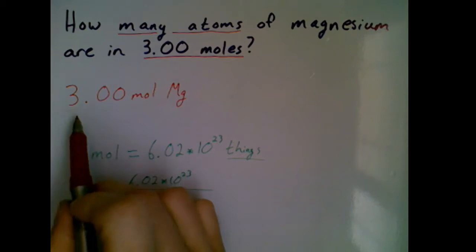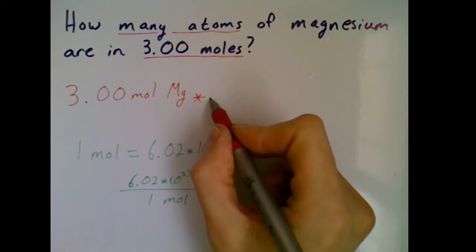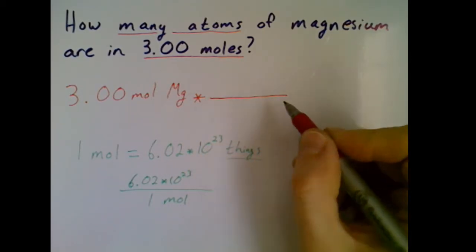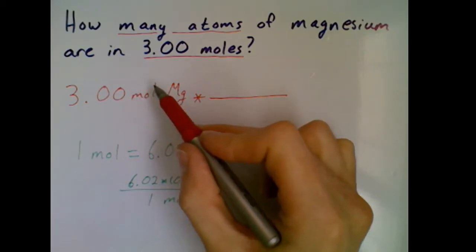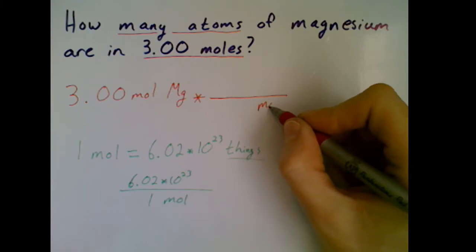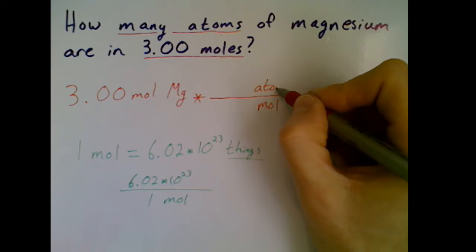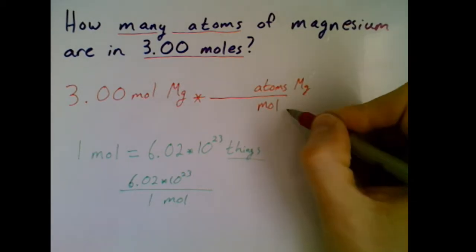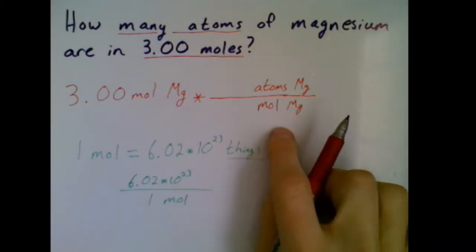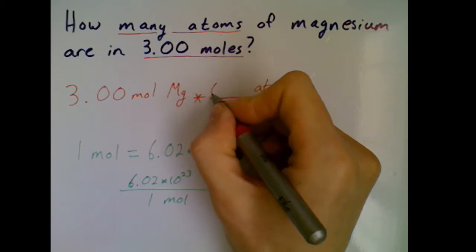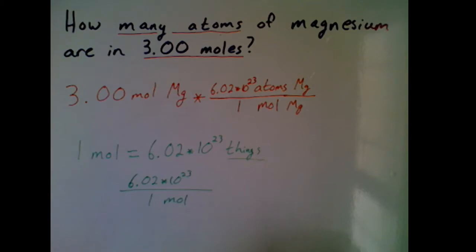So what we're going to do is we're going to take our 3.00 moles of magnesium. We're going to multiply, dividing line, unit we want to get rid of goes on the bottom, goes on the opposite side of that line. So this one's on the top. We're going to put moles on the bottom. What we want to convert it into goes on the opposite side. So atoms. So going to be atoms of magnesium from moles of magnesium. And then make sure you have your numbers matched up with the right units. In 1 mole, there is 6.02 times 10 to the 23 atoms.